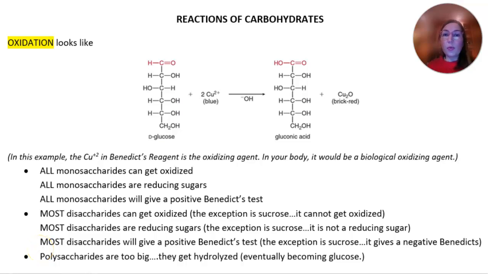In this video, we'll review reactions of carbohydrates. So first of all, let's review oxidation. What does oxidation look like? Well, this looks like the conversion of the aldehyde in D-glucose to a carboxylic acid, like gluconic acid. So let's look at this.